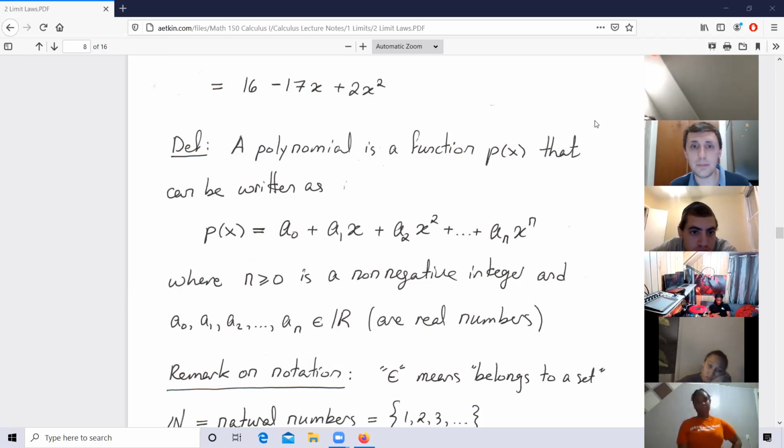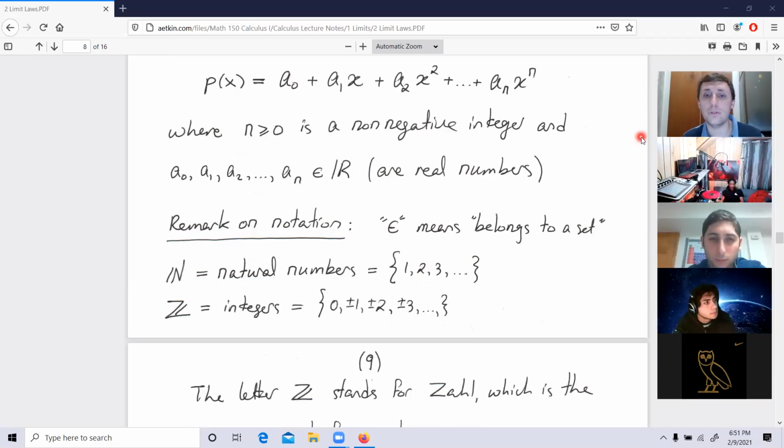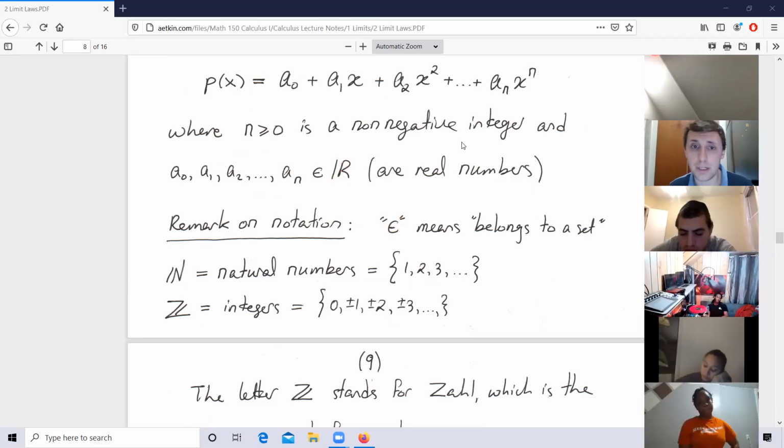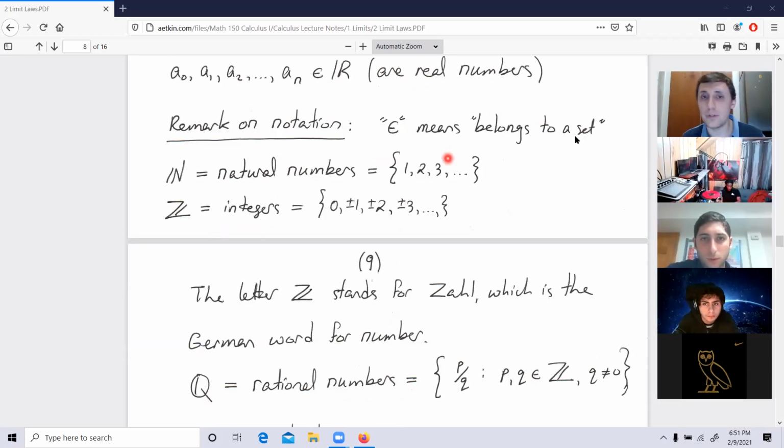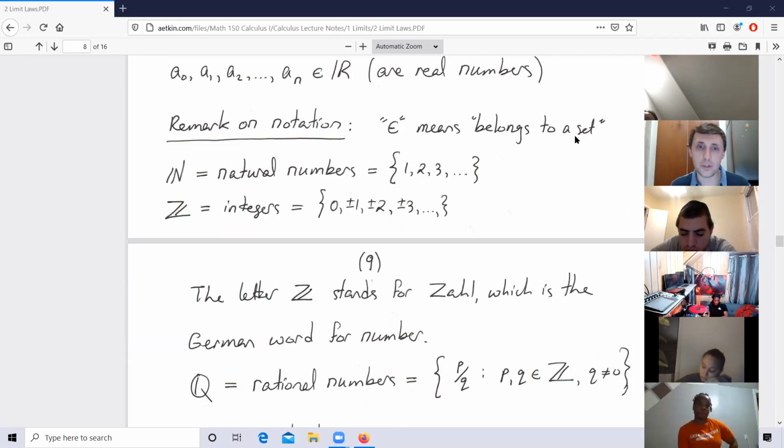Okay, and just a brief overview of notation. This symbol means belongs to a set. So when I say a0, a1, a2 onwards belong to R, I'm presuming you understand what real numbers are. And we can talk about constructible numbers if you want a geometric intuition for what real numbers are, where it all begins. N stands for natural numbers, which are positive integers: 1, 2, 3, 4, 5, etc.